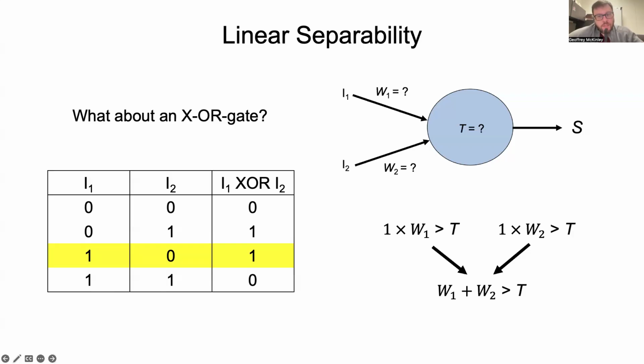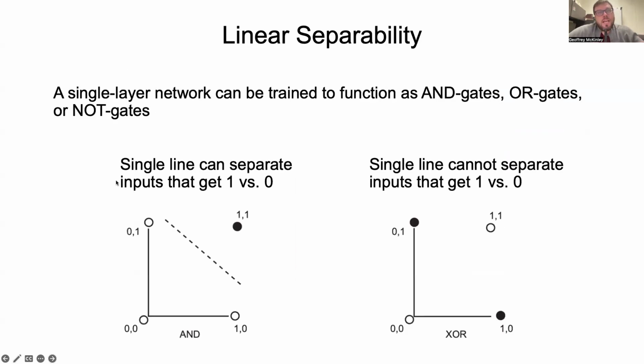If each input is weighted so that it exceeds the threshold, then it is certain that adding them together will exceed the threshold also. So in symbols, if weight one is greater than the threshold, and weight two is greater than the threshold, it is inevitable that weight one plus weight two is going to be greater than the threshold, which means that this XOR gate is impossible with a single layer network.